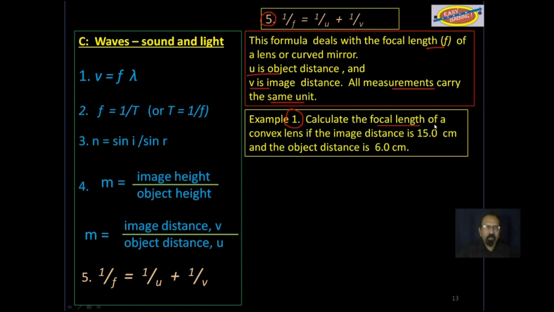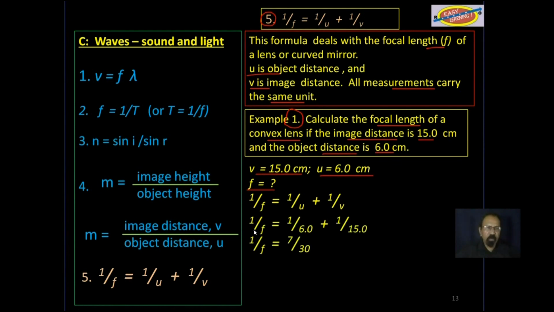Calculate the focal length of a convex lens if the image distance is 15.0 centimeters and the object distance is 6.0 centimeters. We know the image distance, we know the object distance, we want to find F. We know that 1 over F is equal to 1 over U plus 1 over V. So let's substitute the numbers we are given, and we solve this part, and we get 1 over F is equal to 7 over 30.